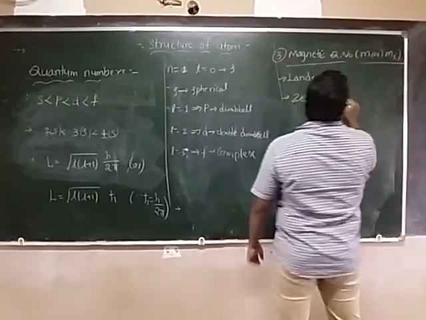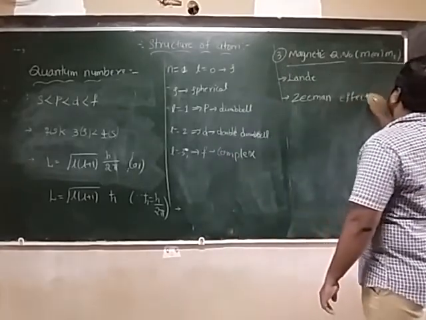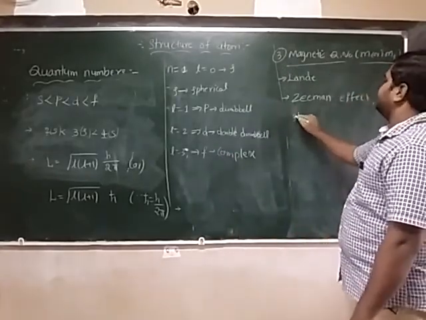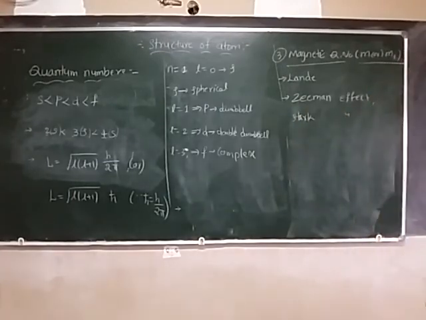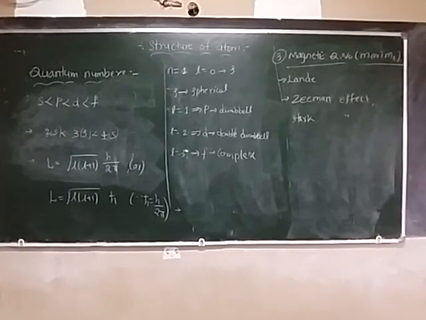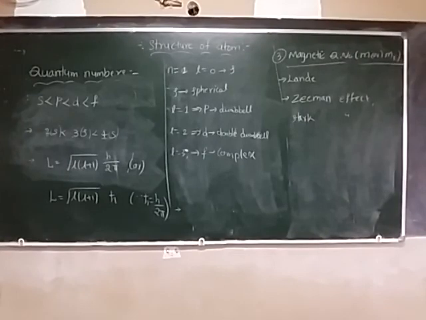Explains the Zeeman effect and Stark effect. So what is the Zeeman effect? Splitting of spectral lines. What is that? Splitting of spectral lines in the presence of a magnetic field. That is called the Zeeman effect.